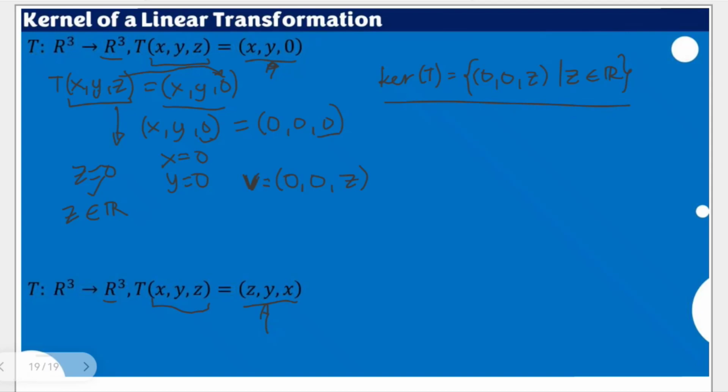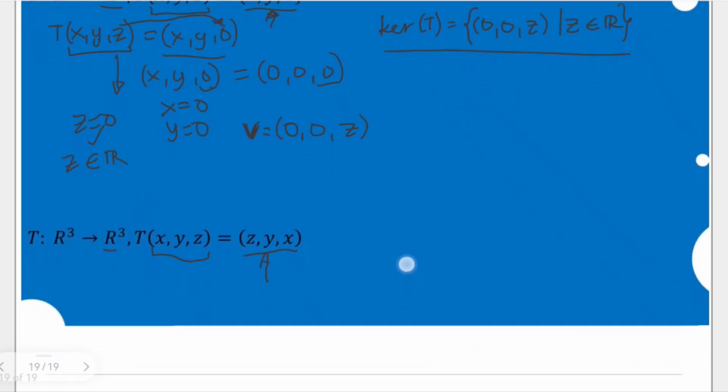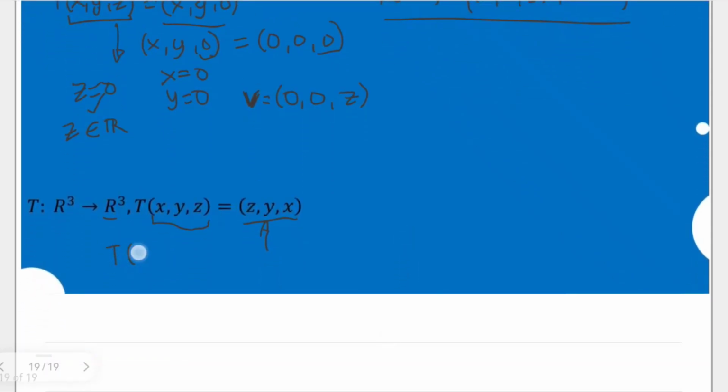Same thing here, let's duplicate the same process on this side. Let's copy the given linear transformation, and we're going to solve for the values of x, y, and z that will make this the zero vector. So we have z, y, and x. Let's take that z, y, and x and equate it to the zero vector in R3. Unlike the previous example, here we have exact values for x, y, and z. x is 0, y is 0, and z is 0.